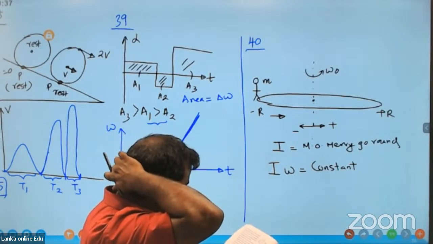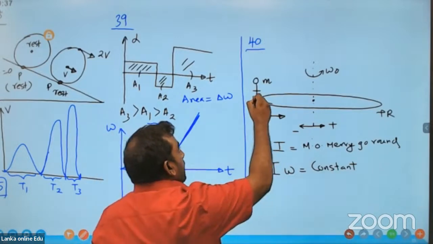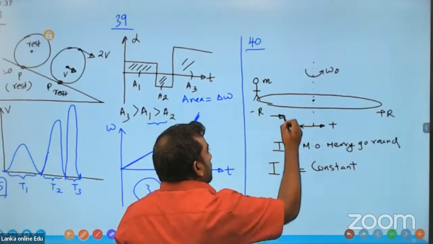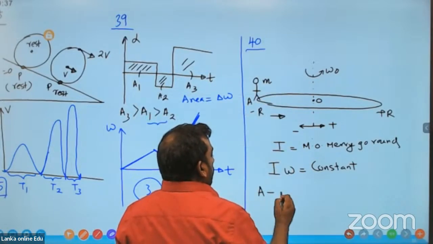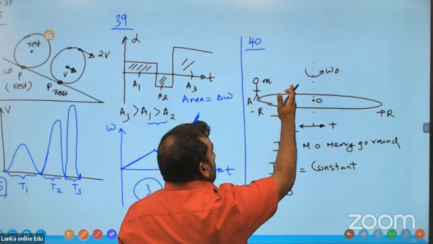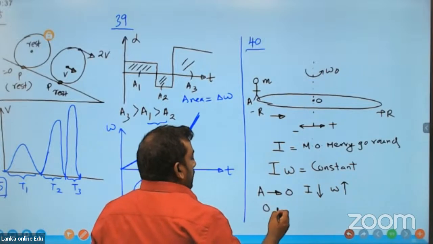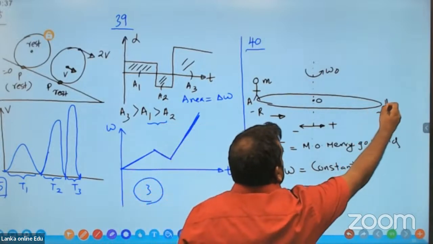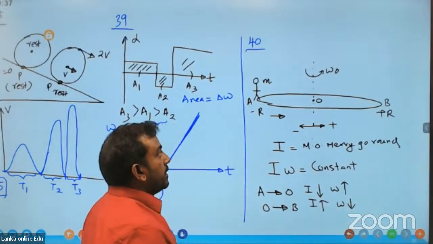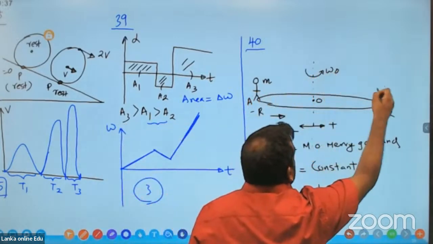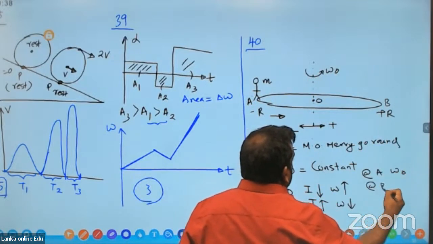Now they're asking how the angular velocity will change. Just think and tell me. When I'm coming closer to O, from A to O, the mass is getting closer, moment of inertia will reduce, omega will increase. From O to B, moment of inertia increasing, omega reducing. At A it is omega naught, so at B also omega naught.